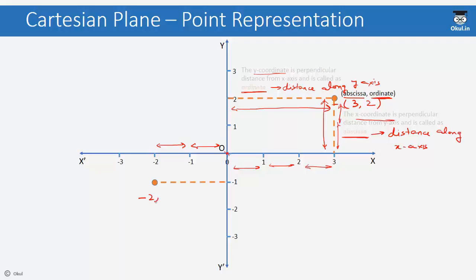Now the ordinate. The ordinate is the distance that we have to travel along the y-axis in order to reach this particular point. Now the distance that we have to travel is 1 unit along the negative y-axis. Therefore, its ordinate will be -1. So the written representation of this point is (-2, -1). And the most important point here is that we cannot write this in the form of (-1, -2). The ordinate and abscissa are not interchangeable. We'll discuss more on this later.